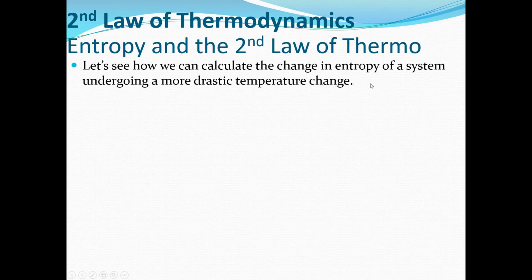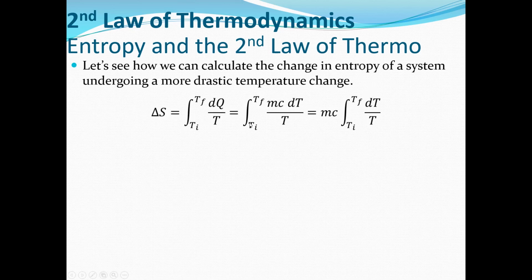Now I'm going to show you how you would do it for more drastic temperature changes. We go back to this integration form of the equation, and we're going to plug in mC delta T for Q. That way we have a relationship that's related to temperature, going from the initial temperature to the final temperature. mC gets pulled out, so we're just integrating 1 over T, which means the equation will end up being an ln function. So we end up getting ln T_F minus ln T_I.